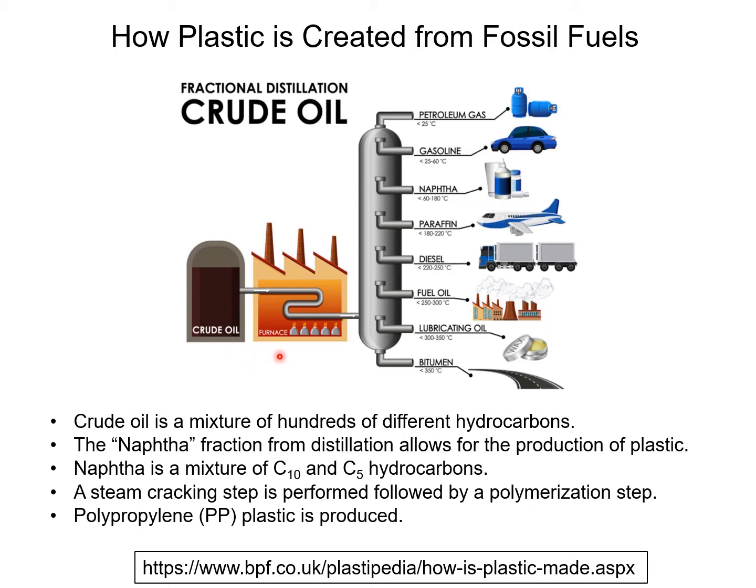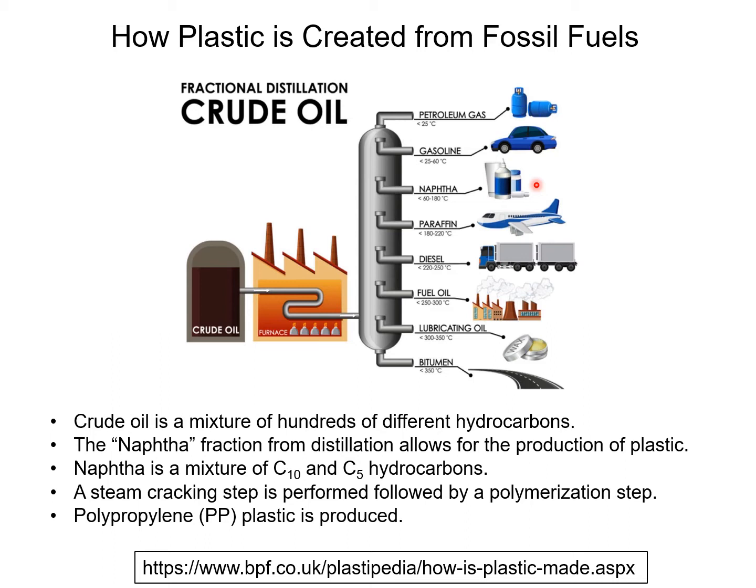Now, when crude oil is placed into a furnace at very high temperatures, it can be separated and fractionated out, where it goes into a still, and by separating based off of temperature, you can get various different fuels or new raw materials to come out of crude oil. The one that we're going to be interested in is called naphtha, where the temperature range of isolation of this fraction is from anything from 60 to 180 degrees Celsius. And naphtha leads to the production of plastics.